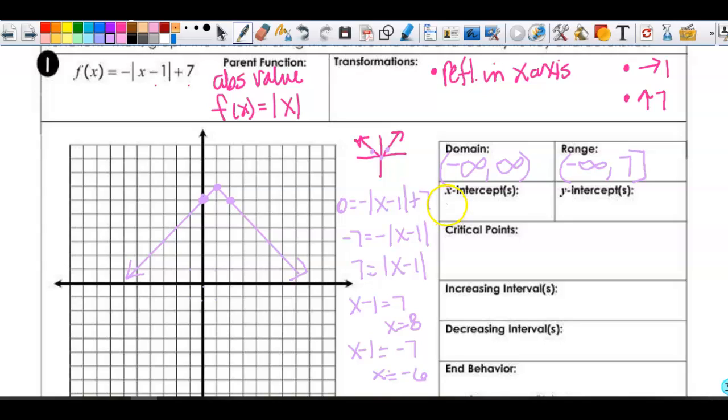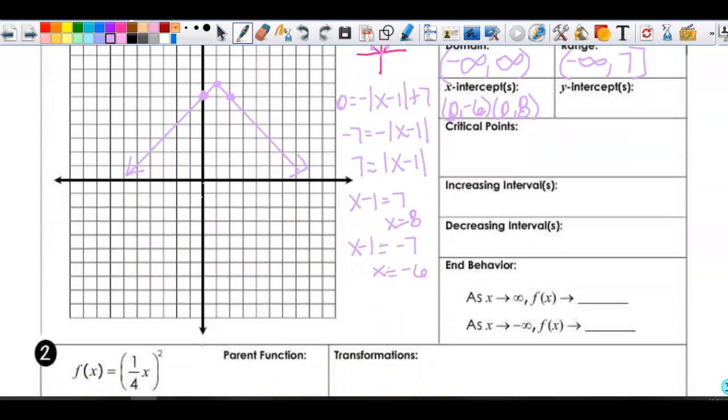So I would have (-6, 0) and (8, 0). Then my y-intercept is when x is 0. So I would need to find f of 0. So that's equal to negative absolute value of 0 minus 1 plus 7. So it's going to be the absolute value of negative 1, which is 1. We make that negative, add to 7, and we get 6. So I'm here at (0, 6).